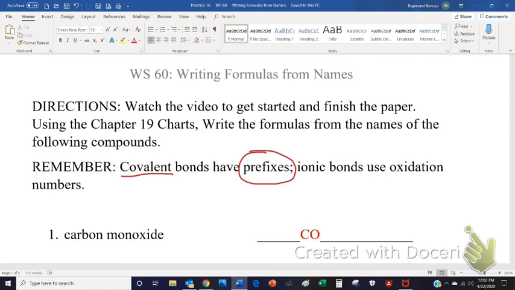So they kind of tell us exactly what we need to write. We don't have to do much figuring out. Ionic bonds have a metal and a nonmetal, or a metal with a polyatomic ion, and they're going to use the oxidation numbers, which is that fancy term for plus or minus charge, what the atom will do with the valence electrons. All right, ready to begin?